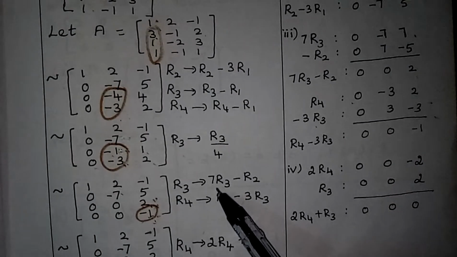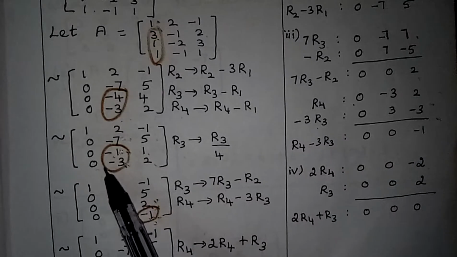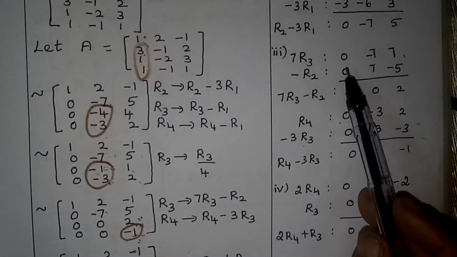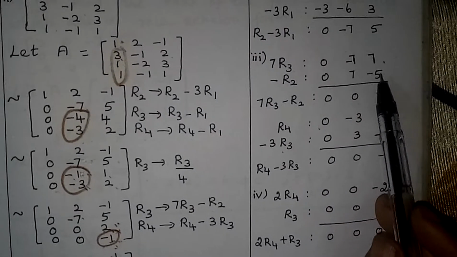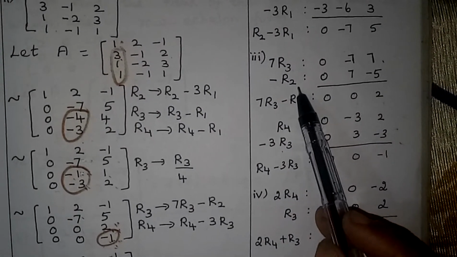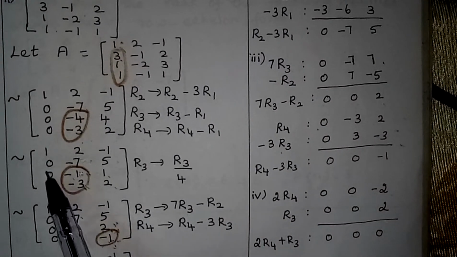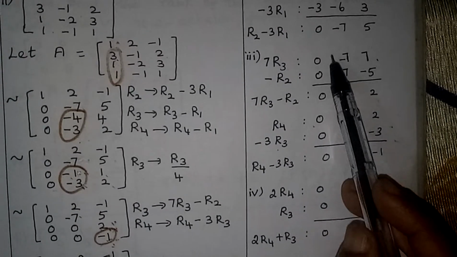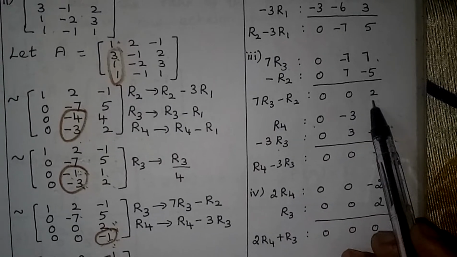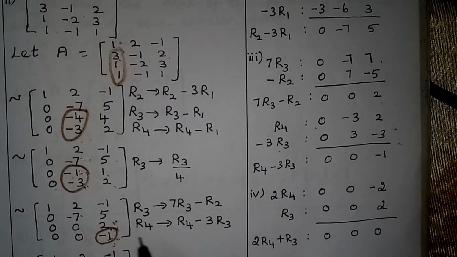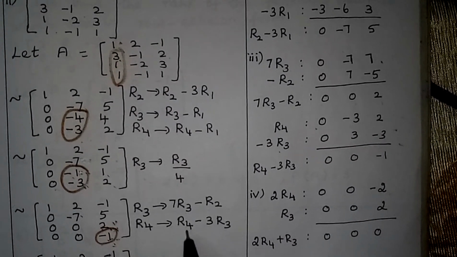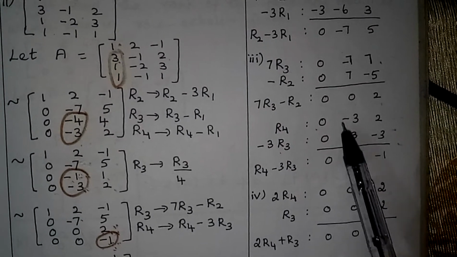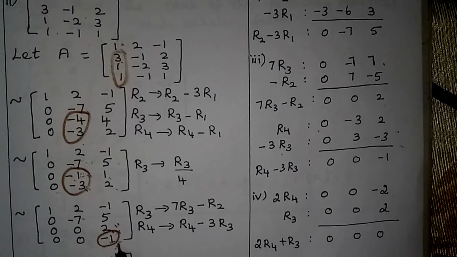So first we need 7 times R3. When you multiply R3 by 7, it is 0, minus 7, minus 7. Then minus R2 we need, so change the sign for R2: 0, 7, minus 5. Then add both, so 0, 0, 2. That you can write here. Then the next calculation: R4 is R4 minus 3 times R3. So the calculation is here. You can add it and you'll get like this.